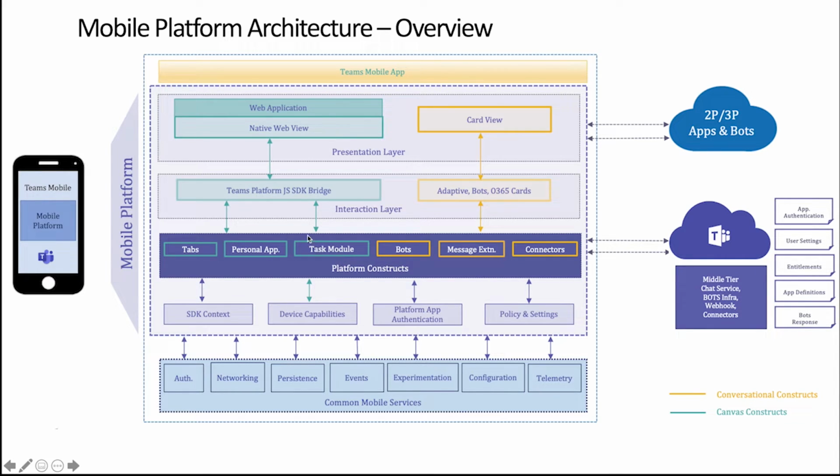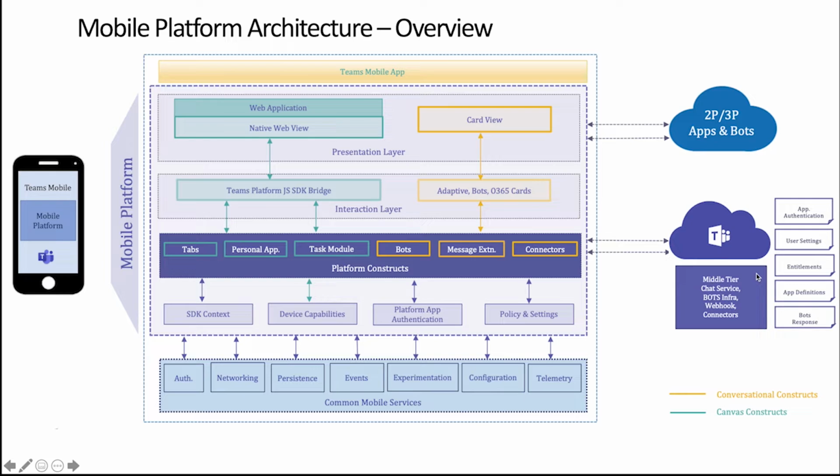The canvas constructs primarily interact with the JS SDK bridge out there, and it's presented via the native web view from the mobile client, within which the 2P or the 3P web application runs inside the web view. Coming to the conversation constructs, all three of them, bots, message extension, and connector, use the Office 365 card, and ultimately it's a card view which is rendered, the whole of the adaptive card, the bots and the card, which can internally invoke a task module, and in turn launch a web view too. All of these platform capabilities interact with the Teams backend services, which include the middle tier, the chat service, the bot infrastructure, the webhook, connectors, and a bunch of others too.